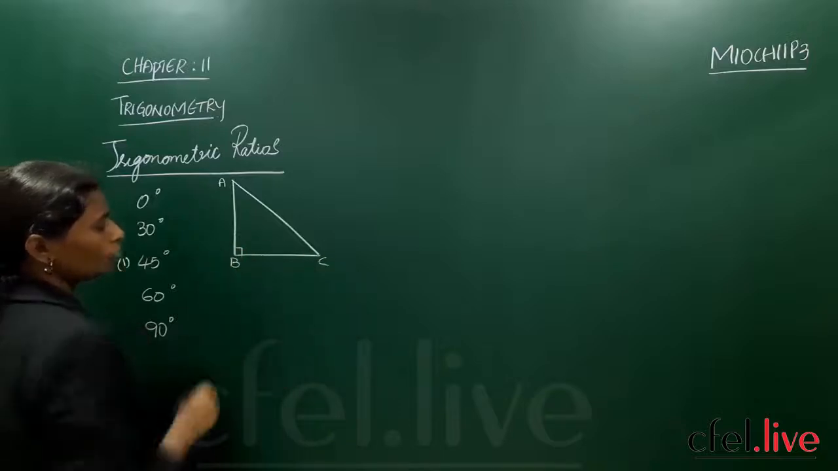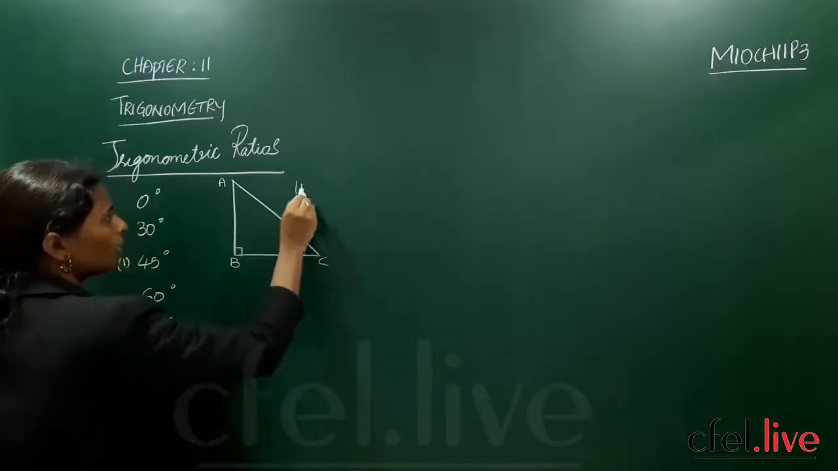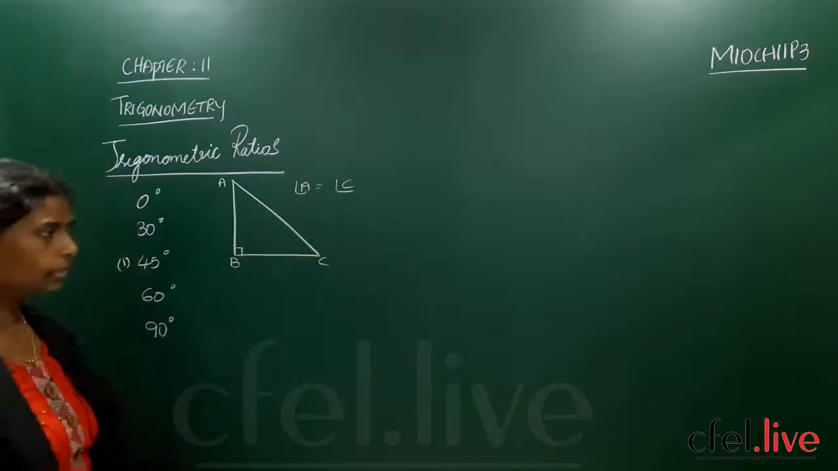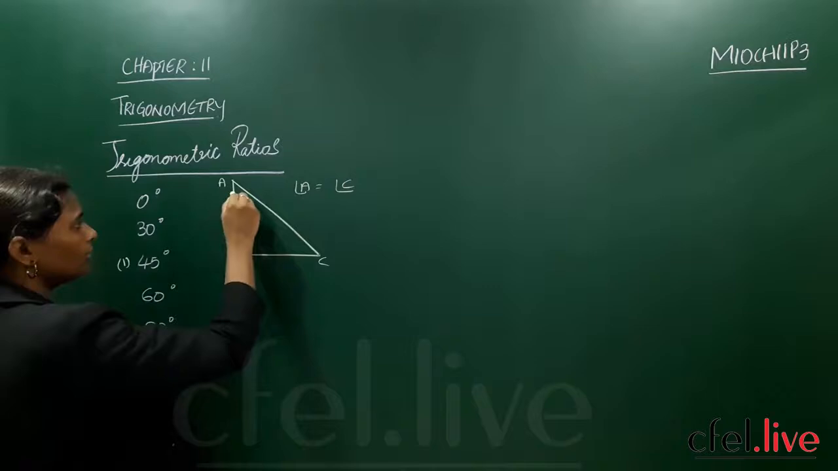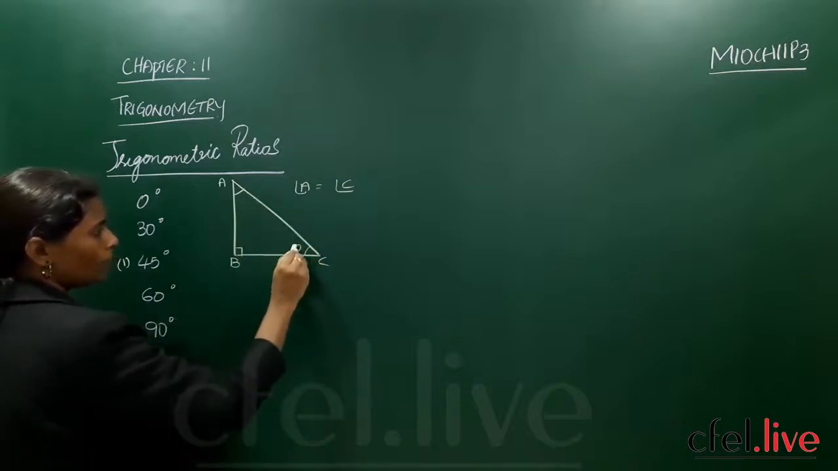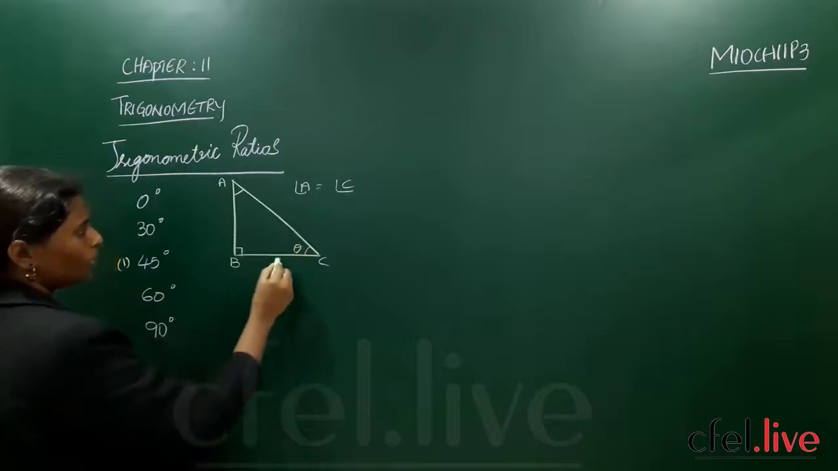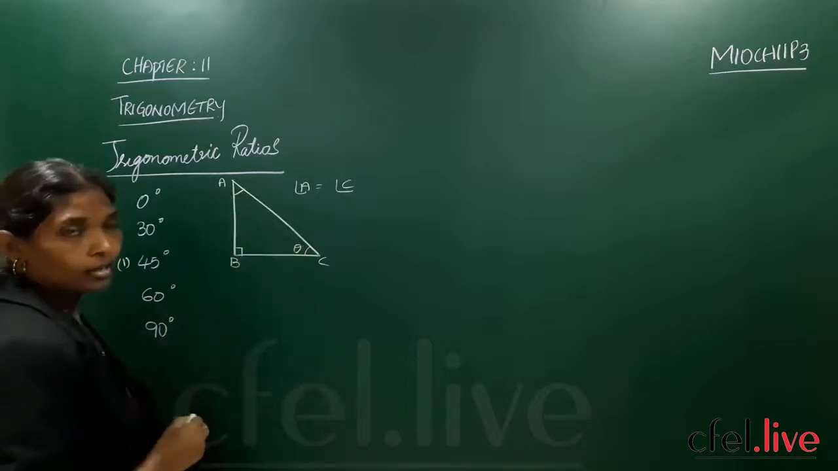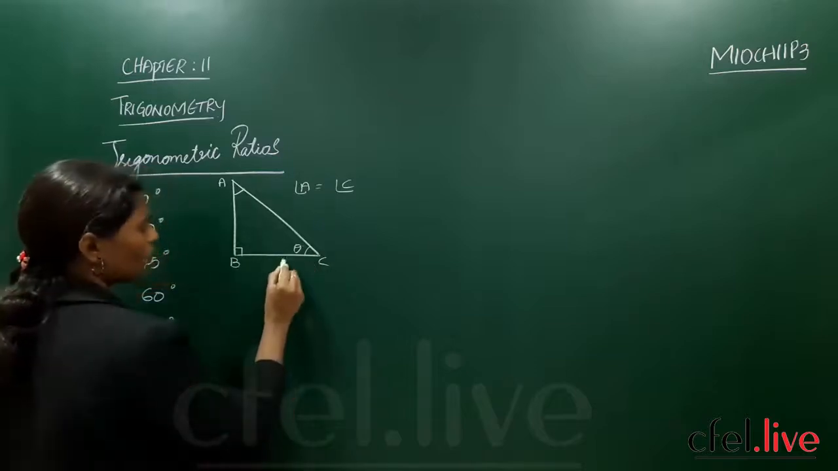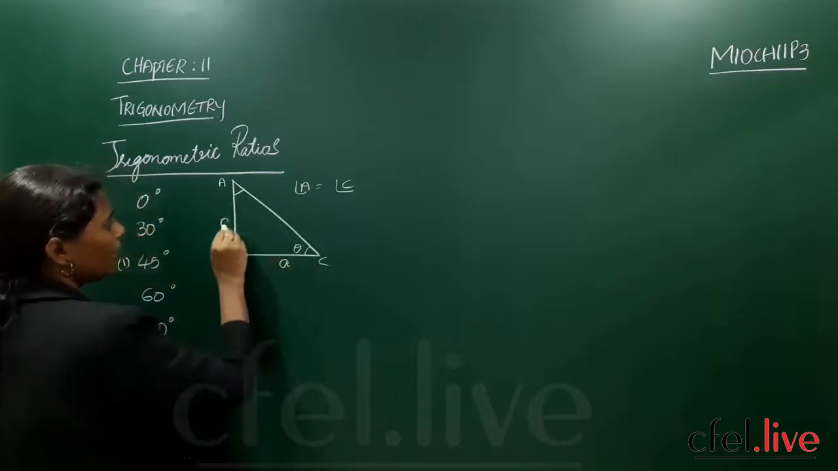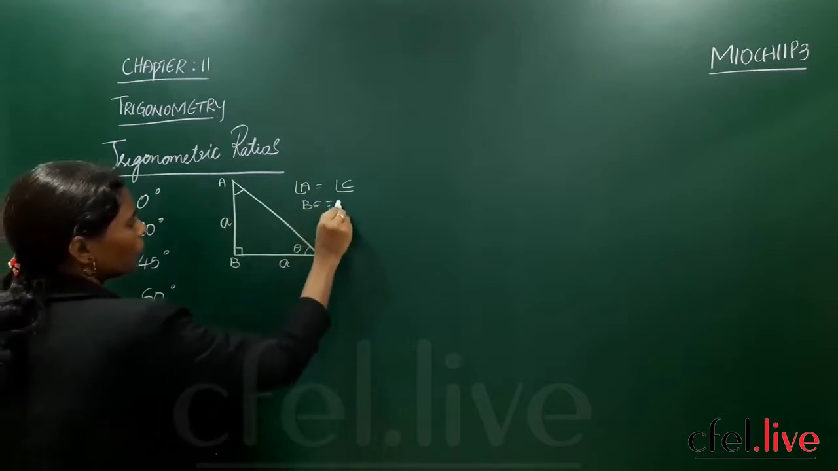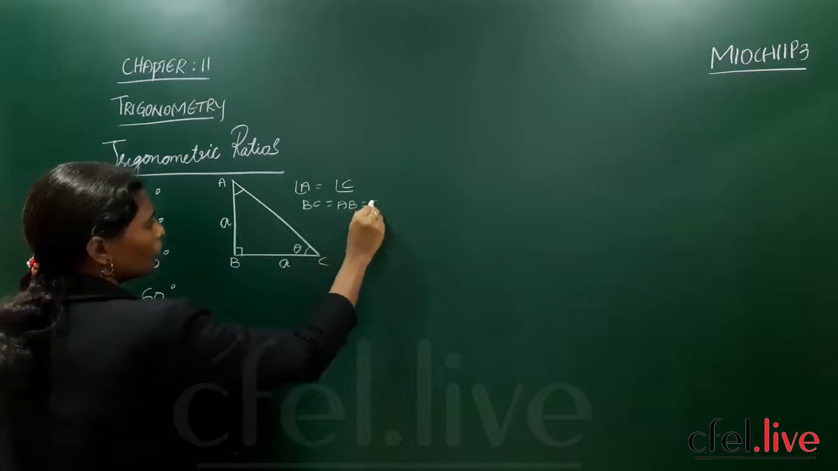So angle B is equal to 90 degrees. Here angle A is equal to angle C. This is my isosceles triangle condition, right? So this angle is equal to this angle. Fine. So now I am standing at theta. When these two angles are equal, now two sides also will be equal. So I will take this side as A and this side is also A. So BC is equal to AB, that is equal to A.